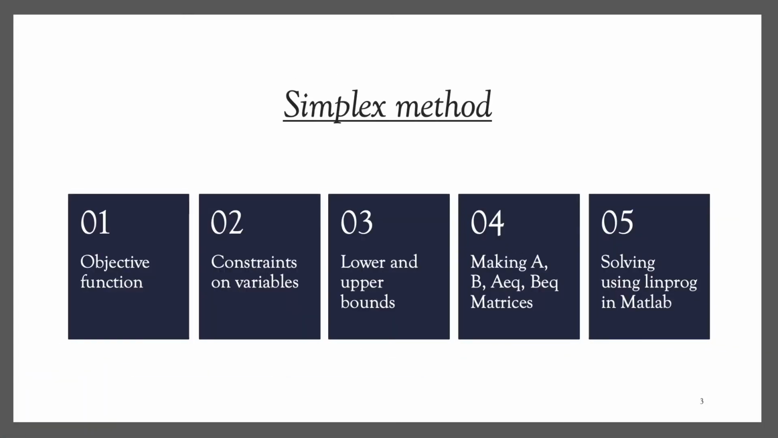Simplex method. The simplex method consists of 5 simple steps. First is the objective function. We have to define an objective function for our problem. Second is constraints and variables, which the program will take into consideration while optimizing our objective function. Third is lower and upper bounds on the variables of the program. Fourth is making the A and B matrices, which are inequality matrices, and Aeq and Beq matrices, which are equality constraint matrices. And fifth is solving using linprog in Matlab. Let's discuss this further in detail.